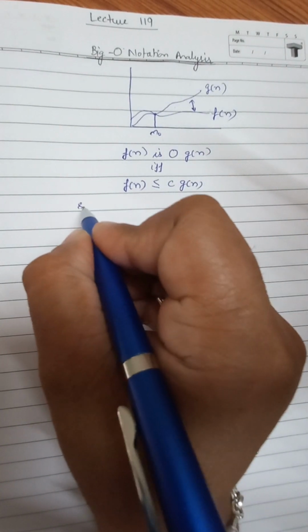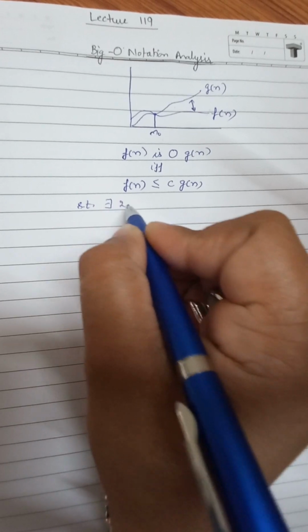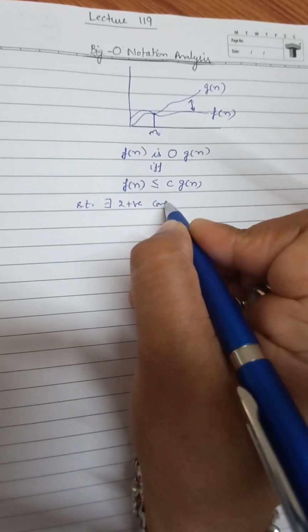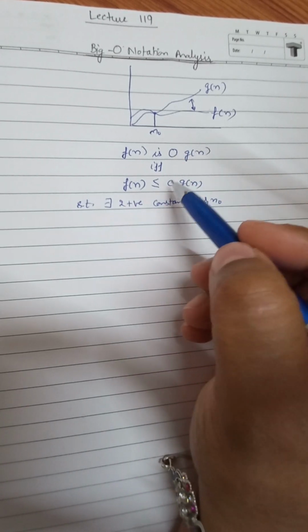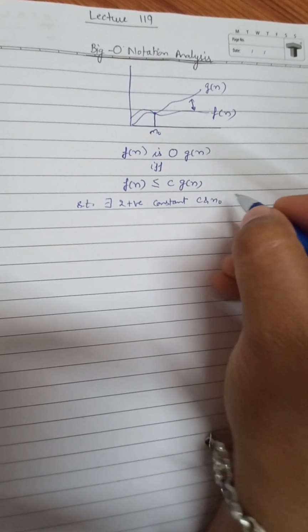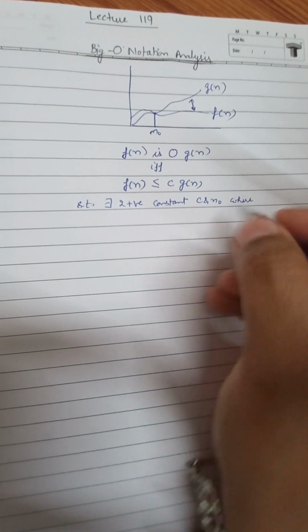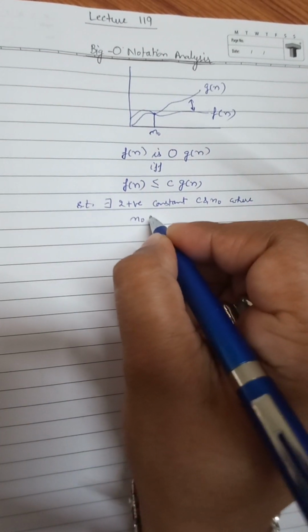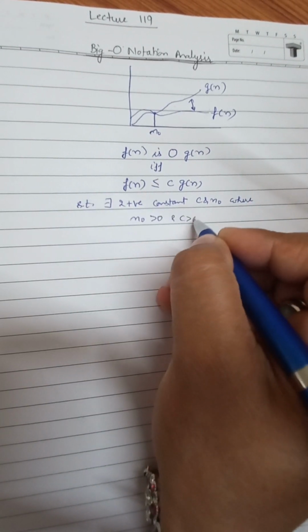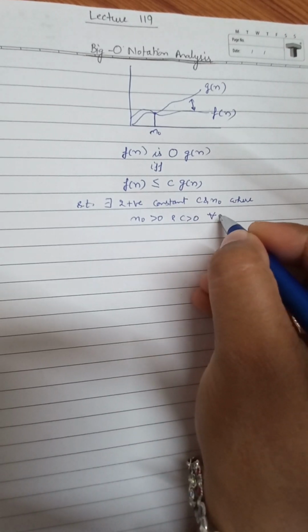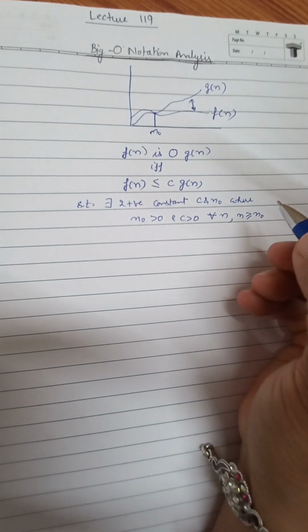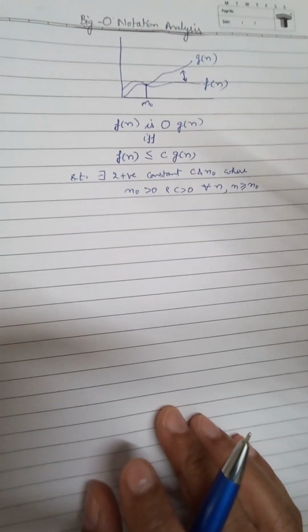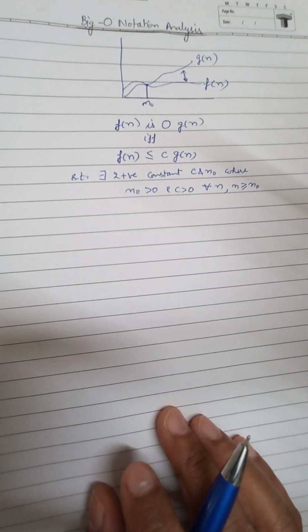So we can say that there exist two positive constants C and n naught, where n naught is greater than 0 and C is greater than 0, for all n greater than or equal to n naught. So what is that? I will just explain it with one example.